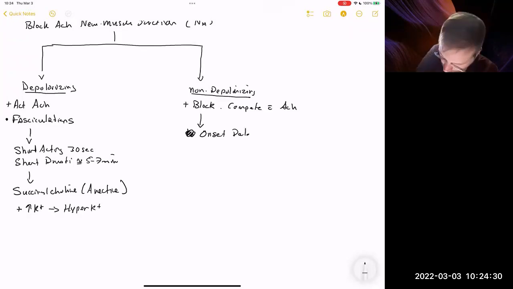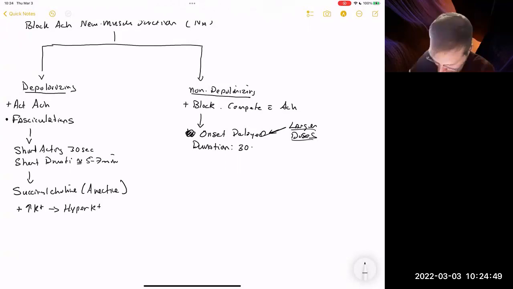We can get around that by giving large doses. We have to give large doses of these, but their duration of action is substantially longer, and it depends on the agent, but you can be looking at 30 minutes to an hour or more. So the duration of paralysis is much longer than the depolarizing.